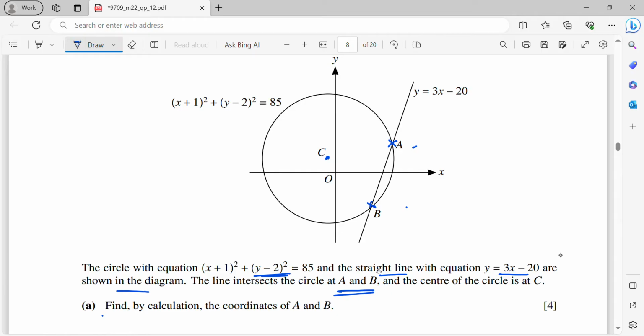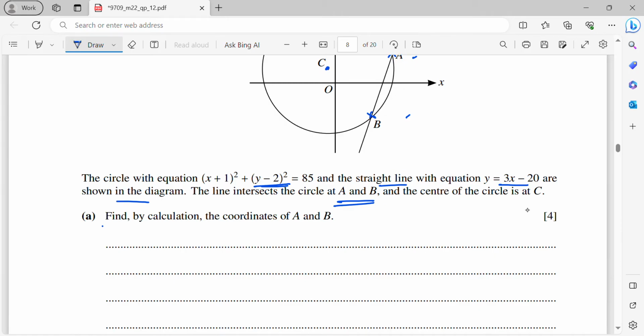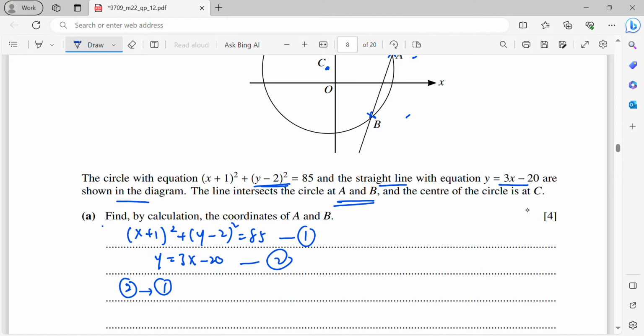So obviously, A and B are the intersection points between the circle and the straight line. So now I need to solve the intersection points, which means I need to solve the simultaneous equations. So now I will just write down (x plus 1) squared plus (y minus 2) squared equals 85 as first equation. Then my y equals 3x minus 20 as the second equation. To solve simultaneous equations, I will just substitute second equation into first equation, which means I will replace my y by 3x minus 20.